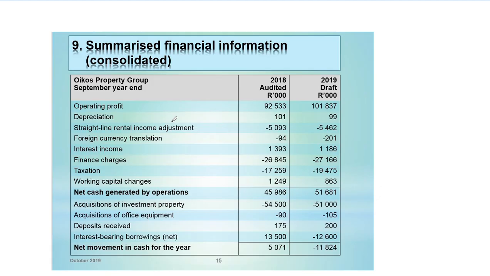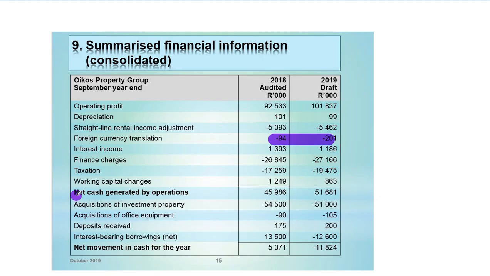And then here, Oikos Group, September year end. So here we're only given 2 years, and then they're giving us a further breakdown of the income statements. So what we see here is profit, operating profit, which we've already seen, and then depreciation information, straight line rental income adjustment, foreign currency translation. So you'll ask yourself, why do they have this? And then there's interest income, which is going down, finance charges, which are going up, taxation, which is going up, working capital charges, which are going down.